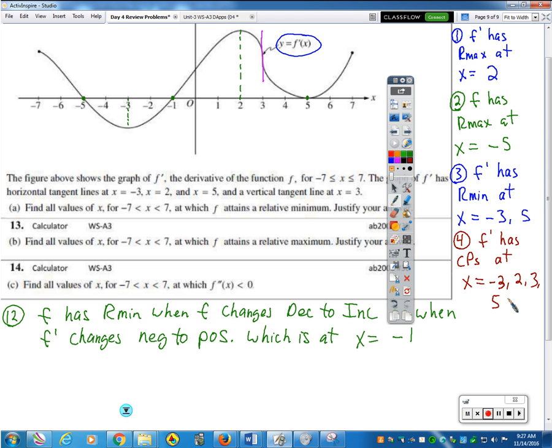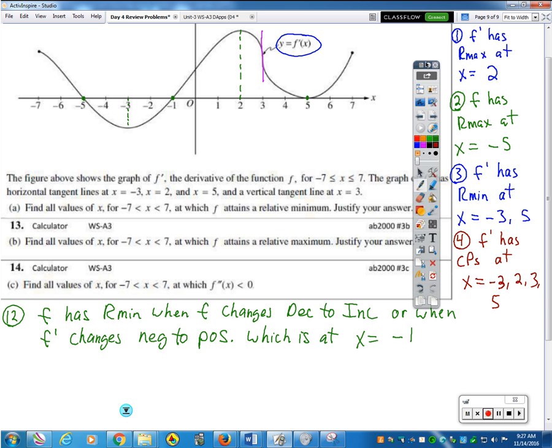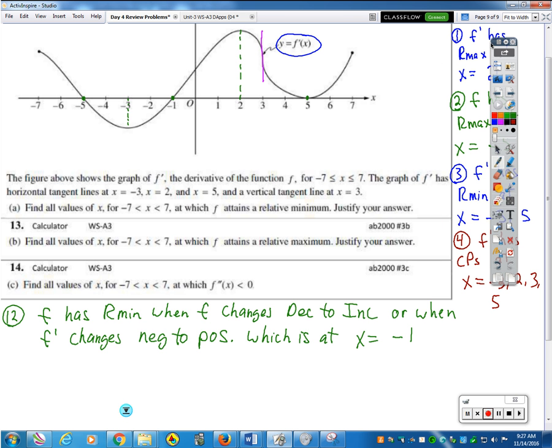Question is negative 7 one? Oh, great question. They don't really, let's read the words. The figure above shows the graph. Oh, here we go. This is the clue that was necessary. The graph of f prime has horizontal tangents at negative 3, 2, and 5.